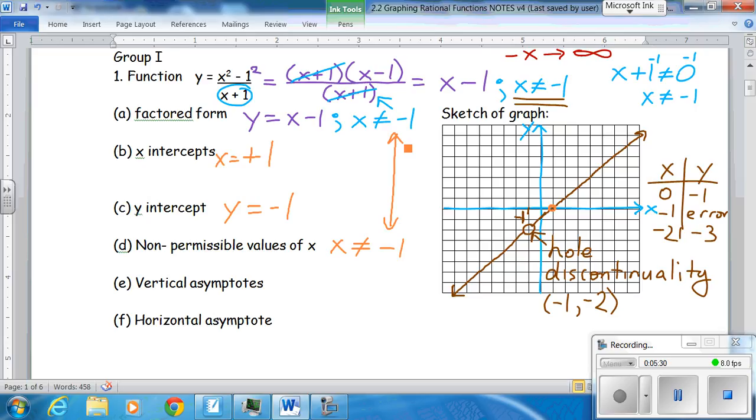Now, asymptote. An asymptote is a line the graph approaches but doesn't cross. We have no vertical asymptote here, we have no horizontal asymptote. In calculus class, we can argue about asymptotes here, but not now. This is merely a hole or discontinuity. Okay, when you're ready, go on. We're going on to the next equation.